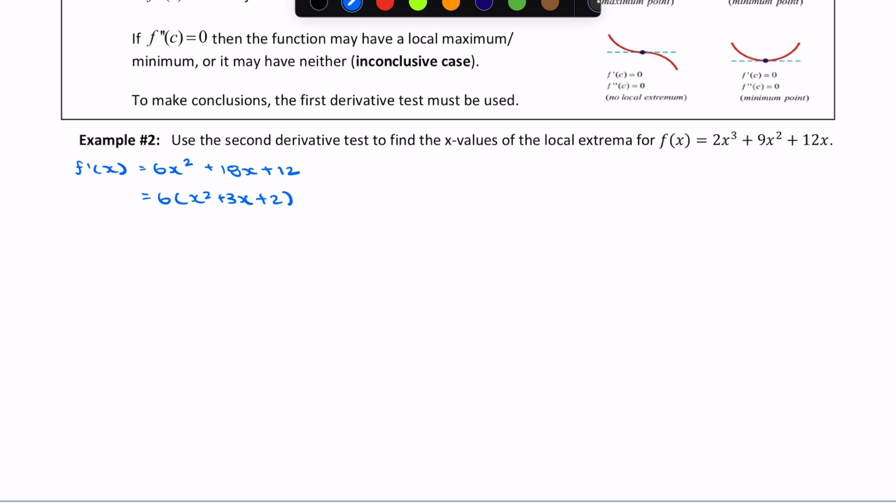which can be factored as x plus 1, x plus 2. So here we see that f prime of x is equal to 0 when x is equal to -1 and x is equal to -2. And so here, these are what we call our critical numbers.